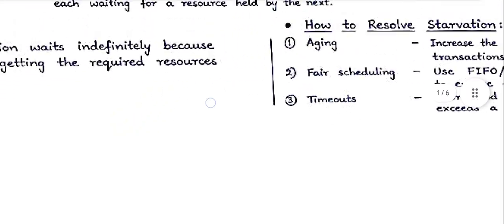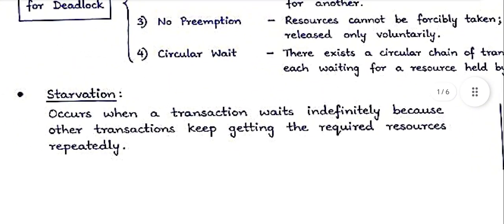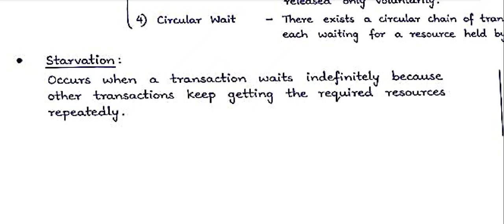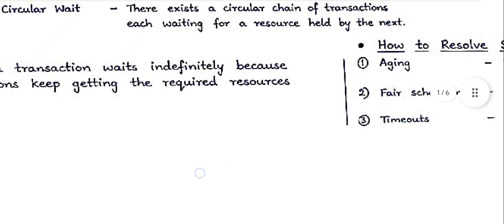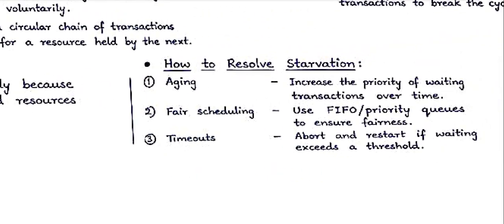What is starvation? It occurs when a transaction waits indefinitely because other transactions keep getting the required resources repeatedly. How to resolve starvation? Aging. Increase the priority of waiting transactions over time. Fair scheduling. Use FIFO priority queues to ensure fairness. Timers. Abort and restart if waiting exceeds a threshold. Fair scheduling and timeouts.